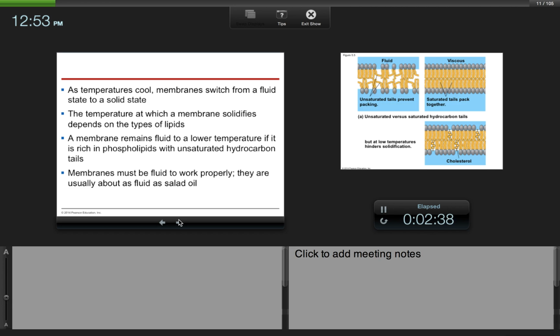As temperatures cool, membranes switch from a fluid state to a solid state. The temperature at which a membrane solidifies depends on the types of lipids. A membrane remains fluid to a lower temperature if it is rich in phospholipids with unsaturated hydrocarbon tails. Membranes must be fluid to work properly. They are usually about as fluid as salad oil.